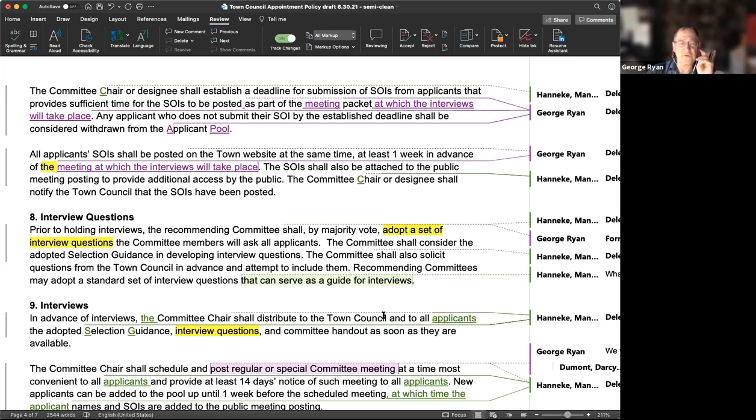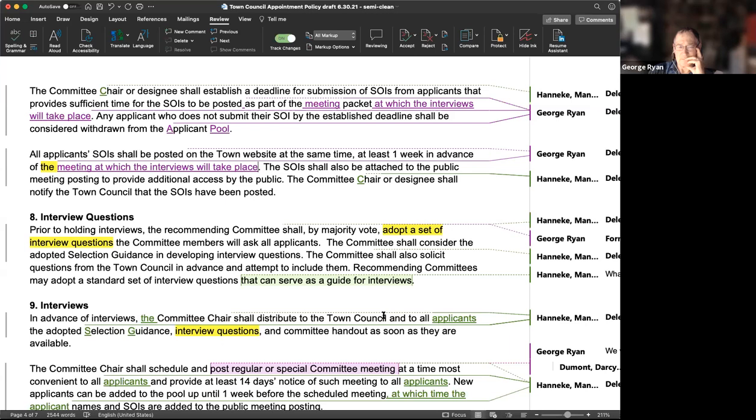This doesn't get any easier. Interview questions: prior to holding interviews, the recommending committee shall, by majority vote, adopt a set of interview questions. Again, the highlighting is mine, I apologize, but just to remind me, the committee members will ask all applicants. The committee shall consider the adopted selection guidance in developing interview questions. The committee shall also solicit questions from the town council in advance and attempt to include them. Recommending committees may adopt a standard set of interview questions that can serve as a guide for interviews. All right, I have a whole host of questions here, but any thoughts from anyone?